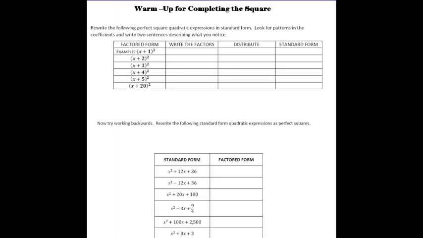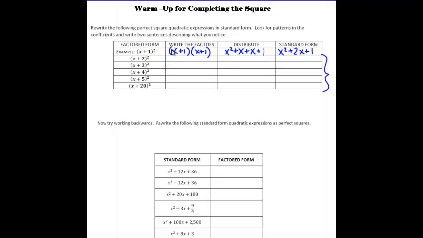In the first example, they're saying if in factored form a perfect square quadratic looks like x plus 1 quantity squared, the factors are going to be x plus 1 times x plus 1. The distributed version of that is x squared plus x plus 1, and in standard form x squared plus 2x plus 1. So why don't you complete the next 5 of those?